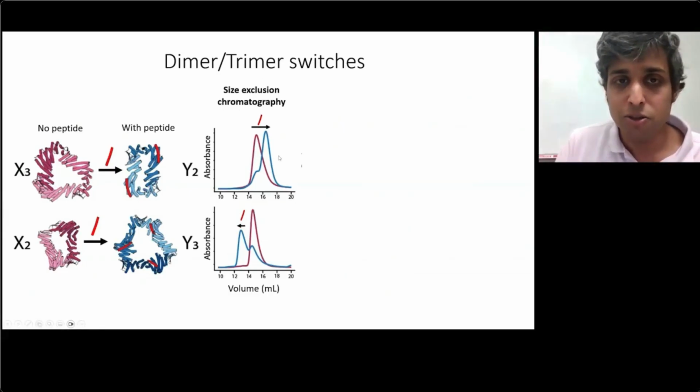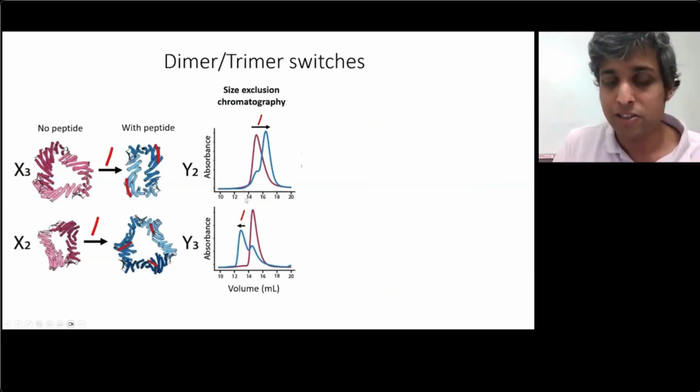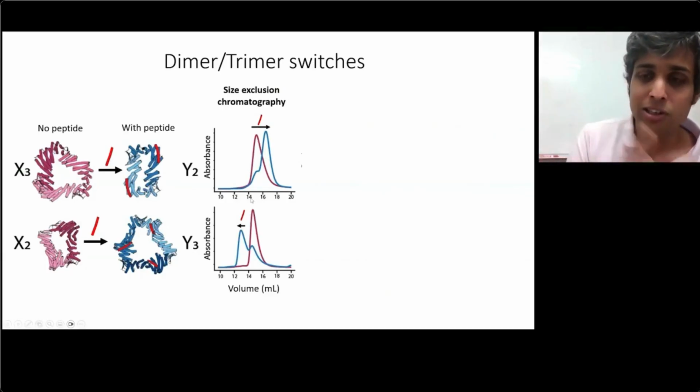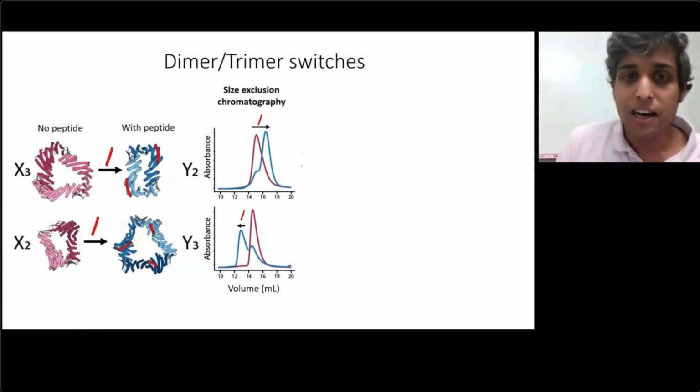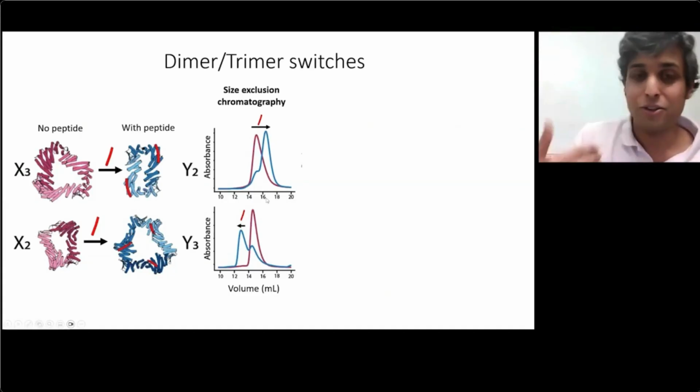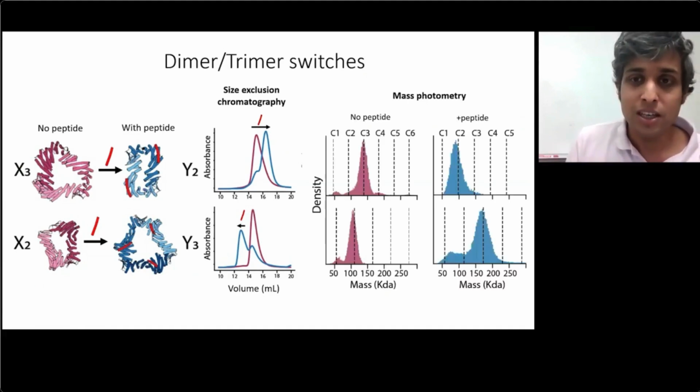If you look at it in size exclusion chromatography, where the x-axis represents retention volume, bigger stuff tends to elute earlier than smaller stuff. You can see that there's a decrease in size consistent with the model when you add in the peptide. And at the bottom is a system that goes from 2 to 3 and has an increase in size. That corresponds pretty well with our design model.